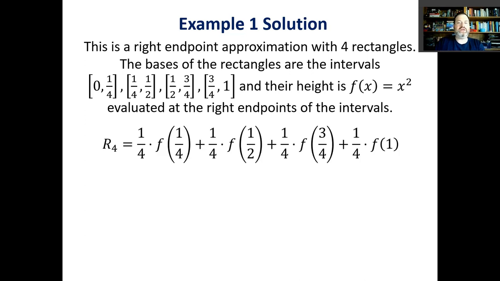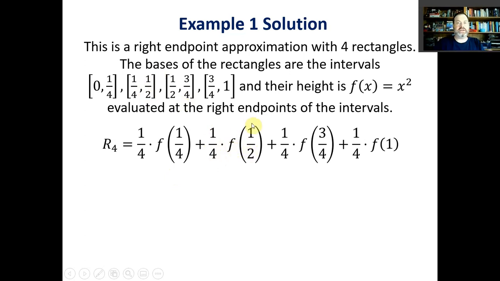So the general idea then, for any R4 on the interval 0, 1, it's going to be 1/4, because again, these are rectangles, right? This is just base times height of each rectangle. The base is 1/4. The width of this first interval is 1/4. The height is the function at 1/4, because this is the right endpoint. And then the next rectangle, the width is 1/4 again, and the height is f evaluated at 1/2, because that's the right endpoint.